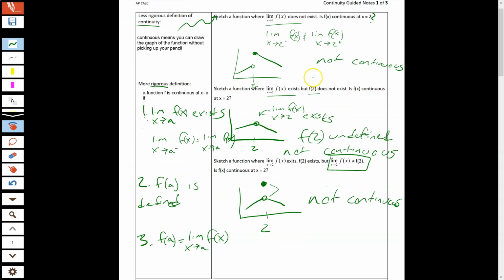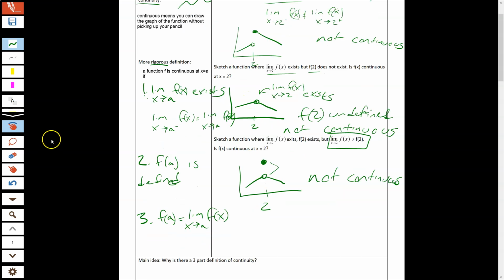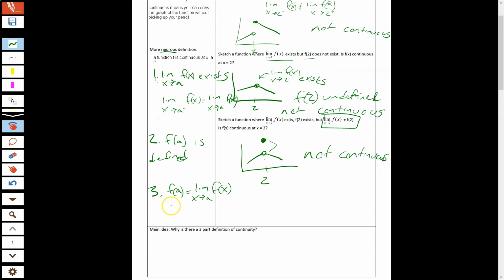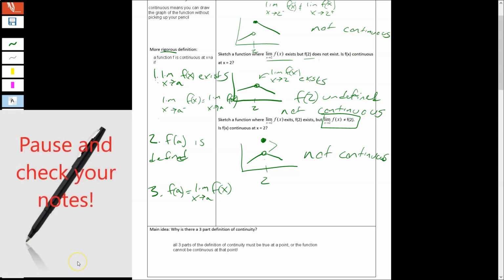And if you look at the graphs, right, the logic is quite clear. That if any one of these things is missing, the function cannot be continuous. Okay? So that's our key takeaway here. The main idea is that if any one piece of the definition is not true, the function can't be continuous. Okay, that's my key takeaway. So once you have that and the rest of the notes, we'll do some examples of proving a function is continuous.